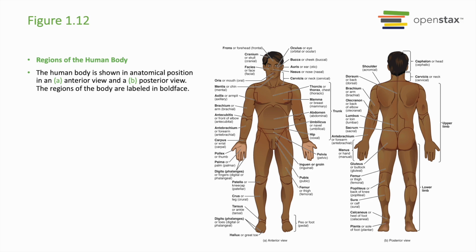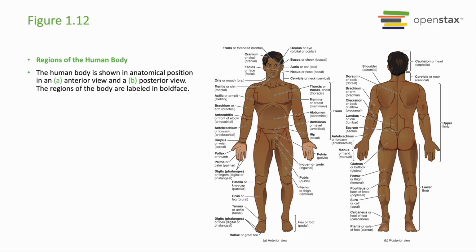The cranial region encompasses the upper part of the head, while the facial region encompasses the lower half of the head beginning below the ears. The eyes are referred to as the ocular region. The cheeks are referred to as the buccal region. The ears are referred to as the auricle or otic region. The nose is referred to as the nasal region. The chin is referred to as the mental region. The neck is referred to as the cervical region.